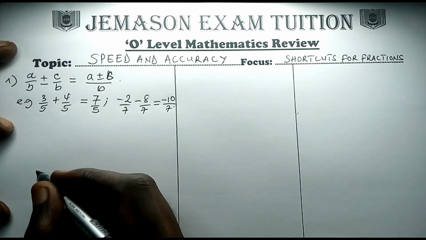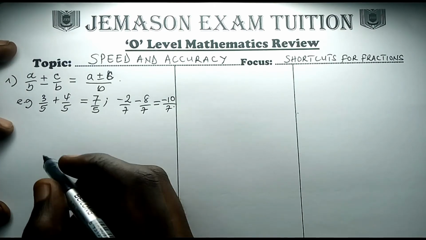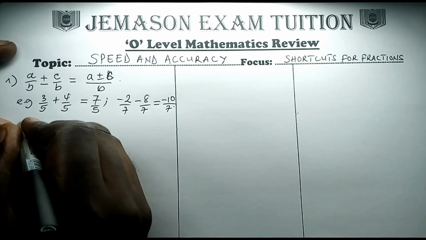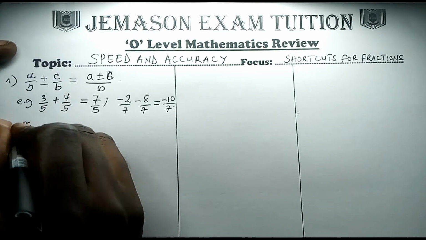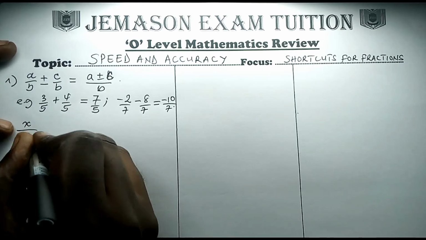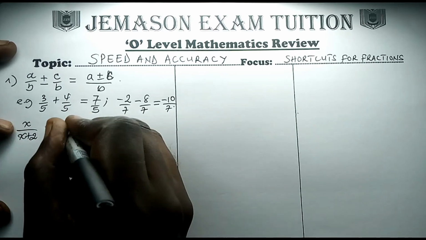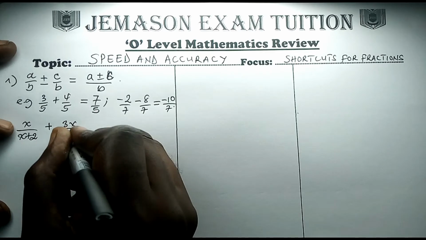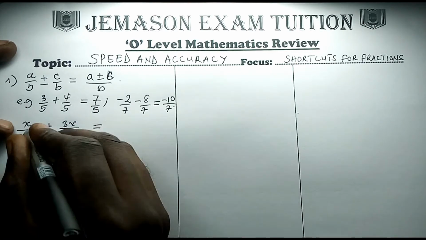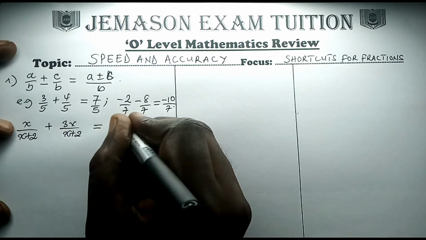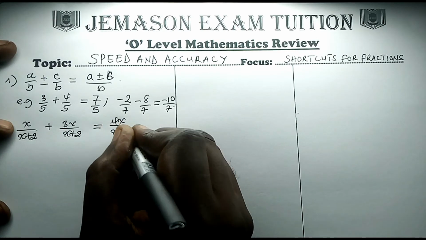You can even have a situation where it occurs with mathematical expressions. You have, for instance, x all over x plus 2 plus 3x all over x plus 2. That simply gives x plus 3x, which is 4x all over x plus 2.